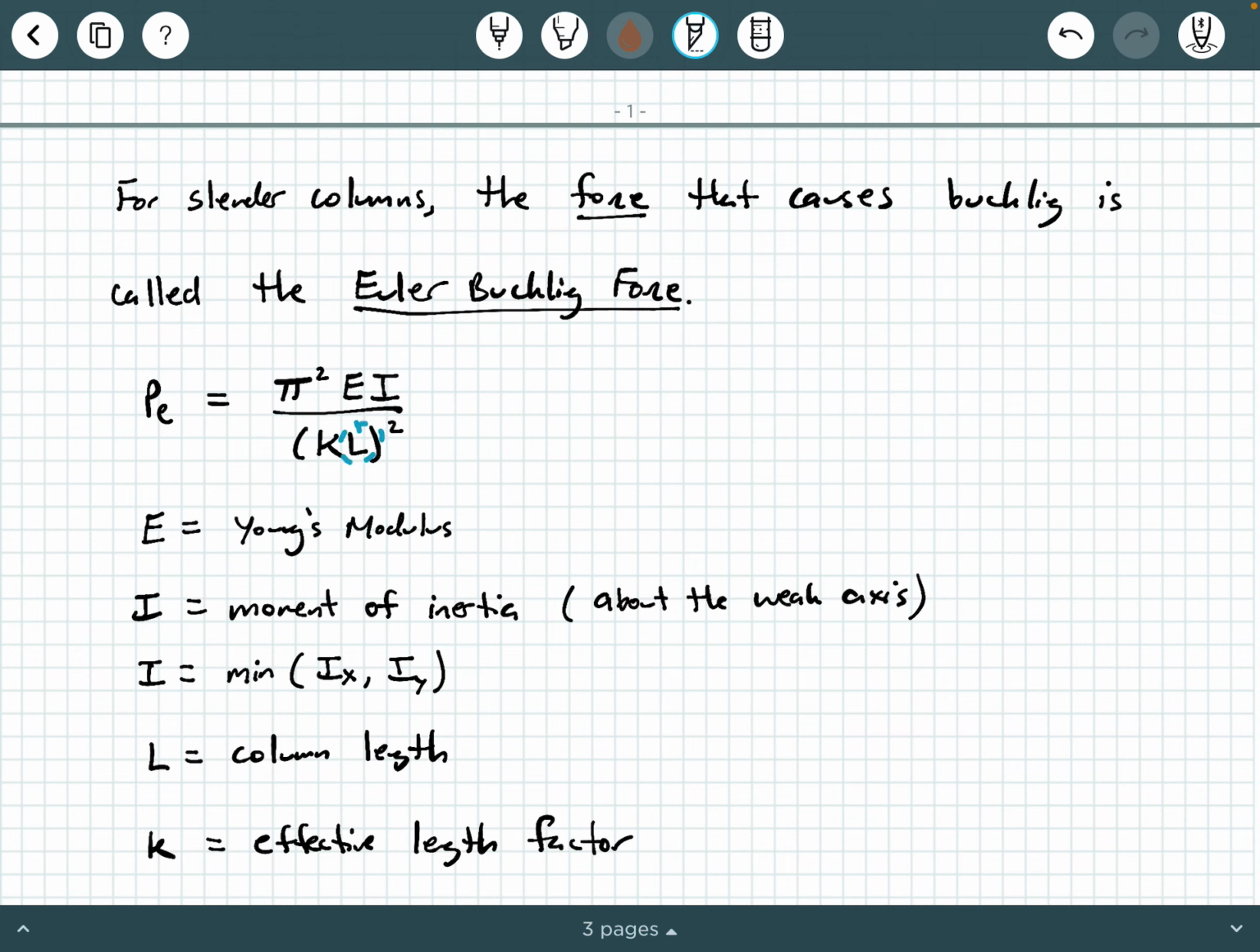If you were to double L, if L became 2 times longer than it was originally, will P sub E increase or decrease, and by how much? So maybe pause the video if you want to answer that question yourself, because I'm about to tell you the answer, okay? Here we go. If we were to, for example, double L from one number to a new number, P sub E will increase by a factor of 4. It will not double, it will quadruple.